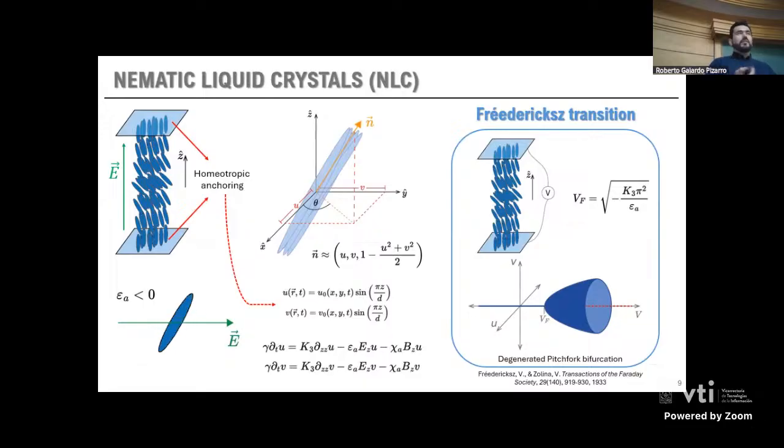And in particular, this transition is a degenerated pitchfork bifurcation. It's a pitchfork bifurcation because we have the vertical direction, and then for a critical value, we will have the tilted direction for the molecules inside the cell. And it's degenerated because the molecules can fall in any azimuthal angle in this XY plane that is parallel to the nematic liquid crystal cell. So this is what we need to discuss until now for nematic liquid crystals.